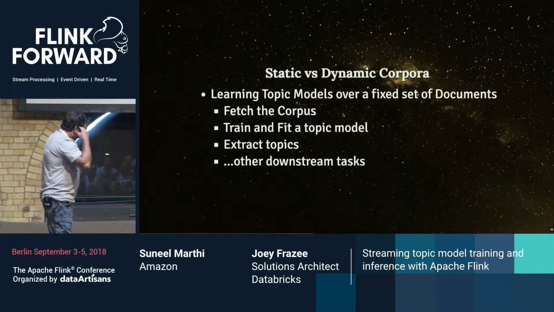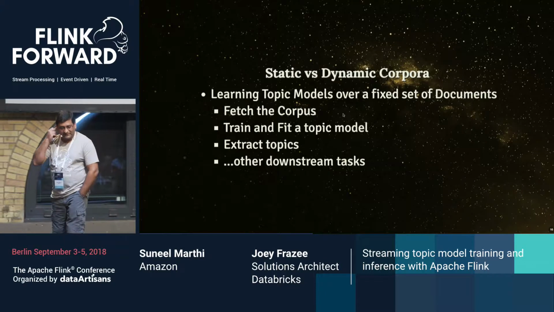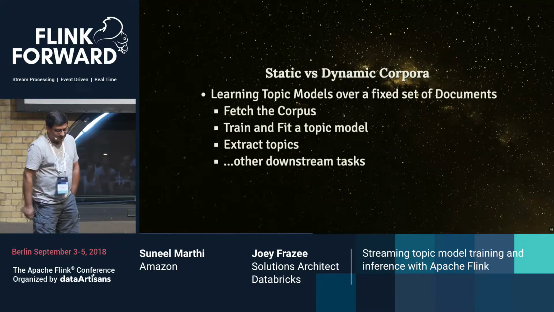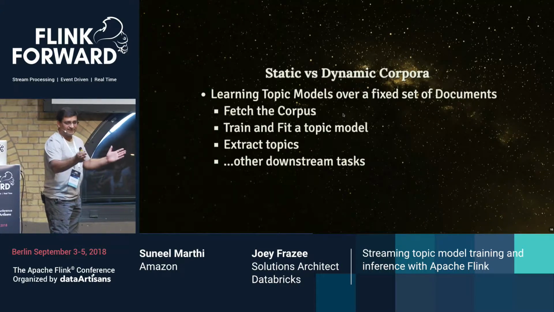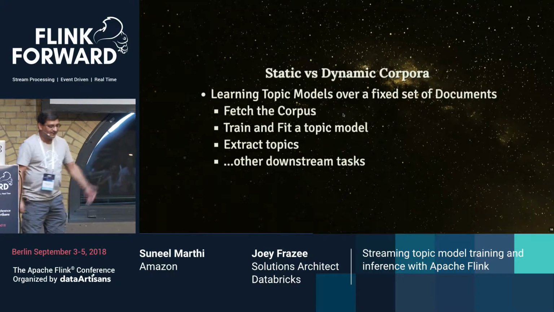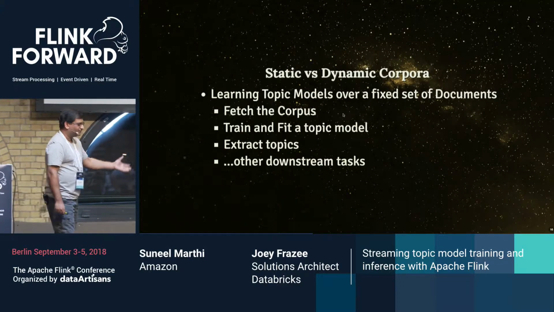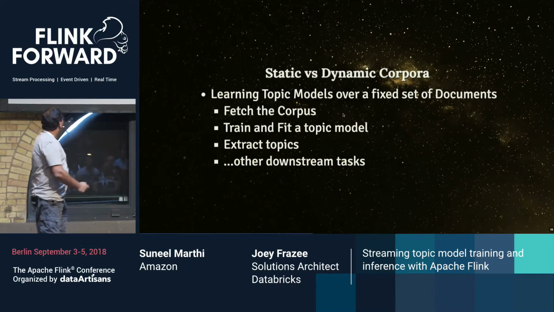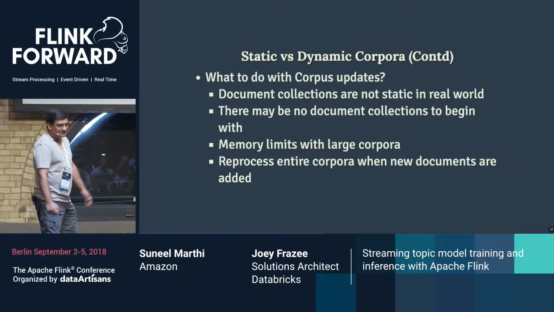So the other thing that comes up when you're dealing with a large collection of documents is static versus dynamic text. Learning topic models has always been done over a fixed collection of documents. The way you do that is you get the document collection first, you train a model and fit the model to the documents, and then you extract the topics and take those topics into whatever downstream tasks you have. But in real life, documents are not fixed.